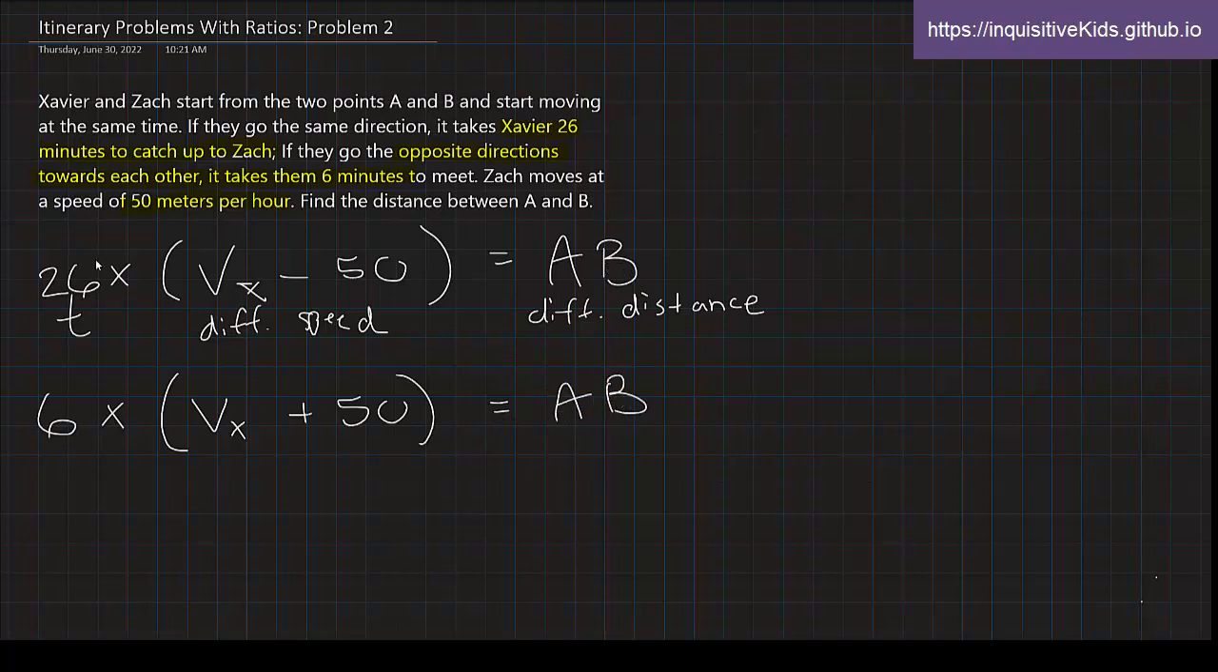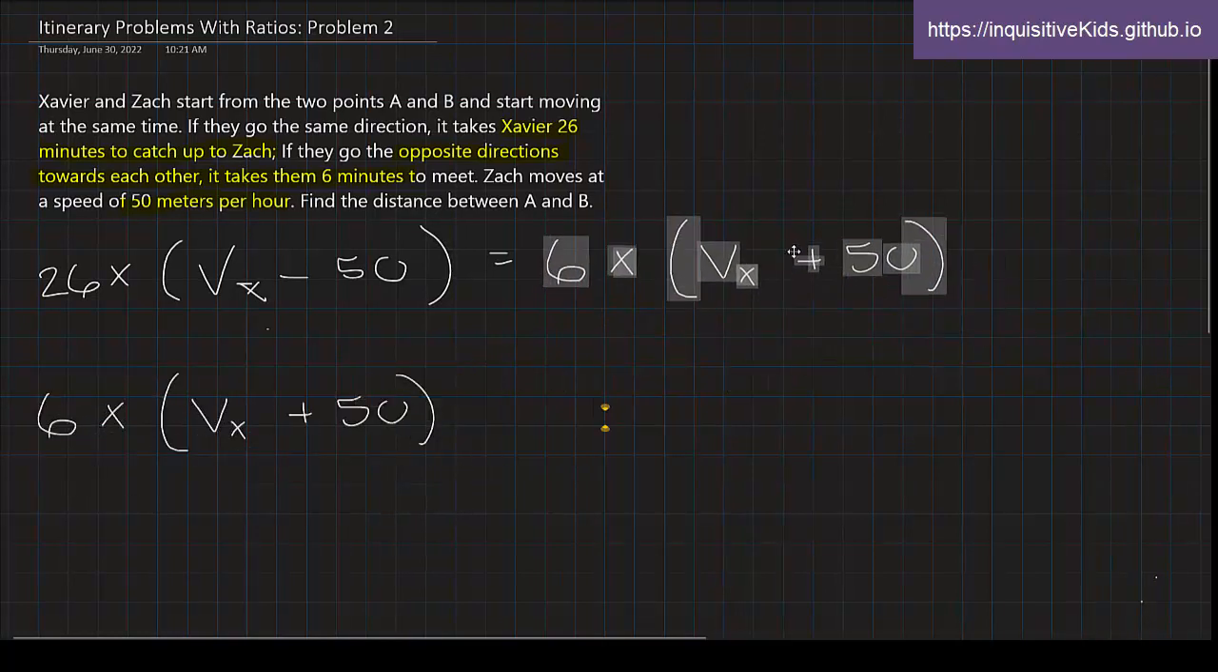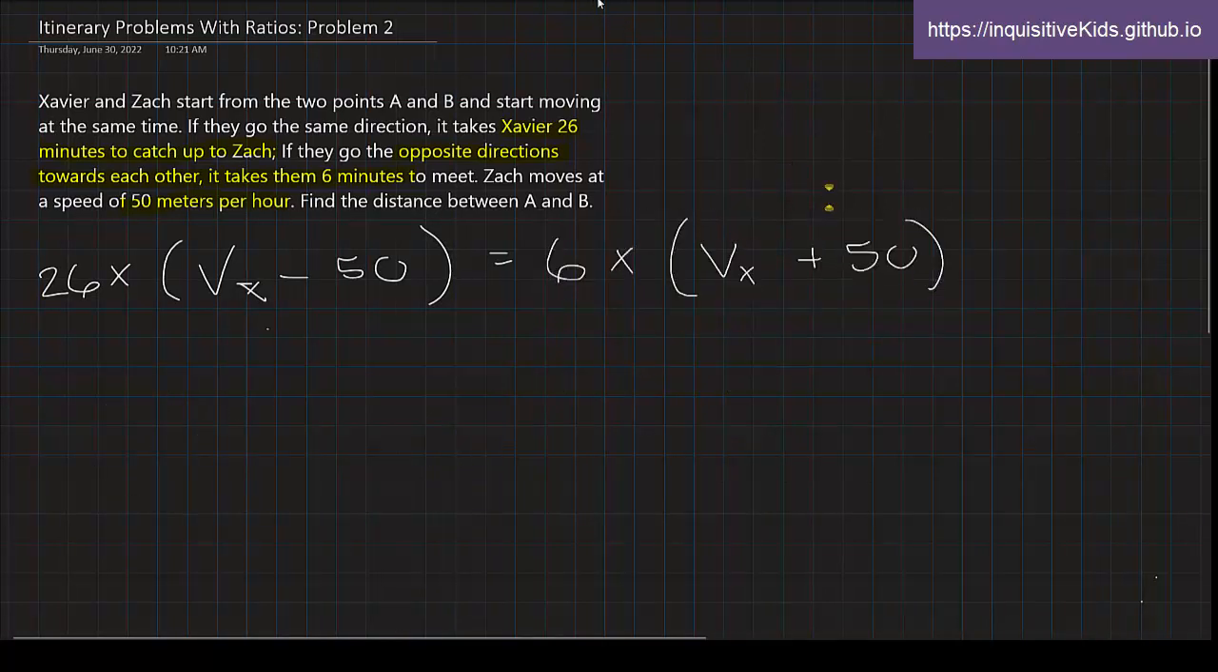So since AB equals both this and it also equals this, let's just substitute AB with this value right here. So I'm going to move this up right here. And now we can solve for Vx. Because after we know Vx, we can just solve for the distance between A and B, which is AB.